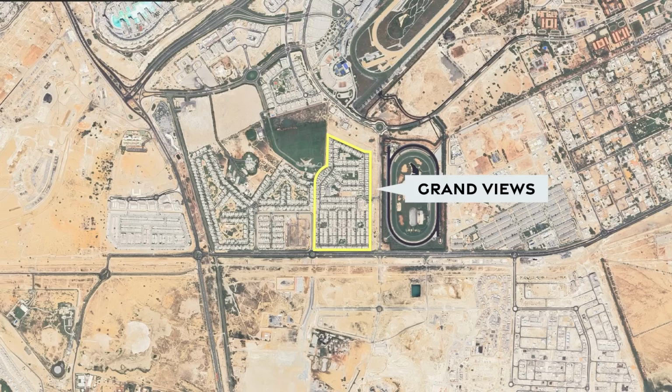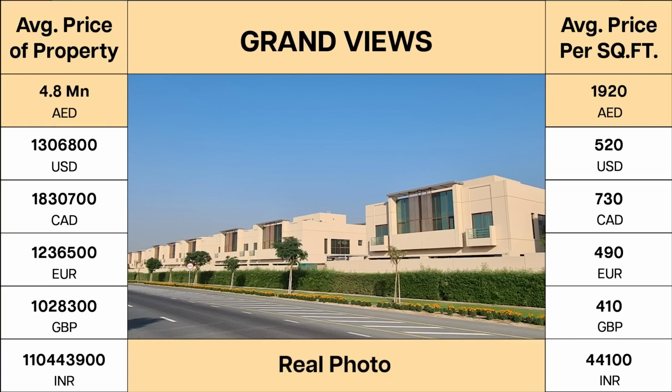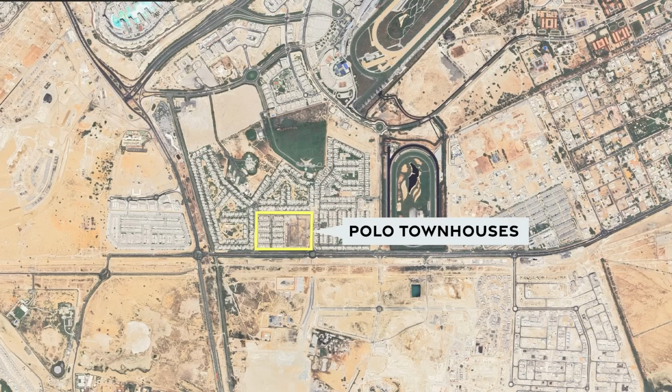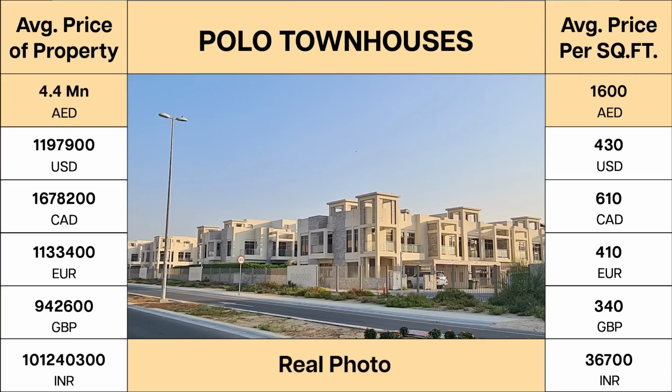Grand Views is an existing villa community near the Meydan racecourse built by G&Co developers. Average price per square foot is at around 1,900. Polo Townhouses, next to Grand Views, is also an existing small community. Average price per square foot is at 1,600.